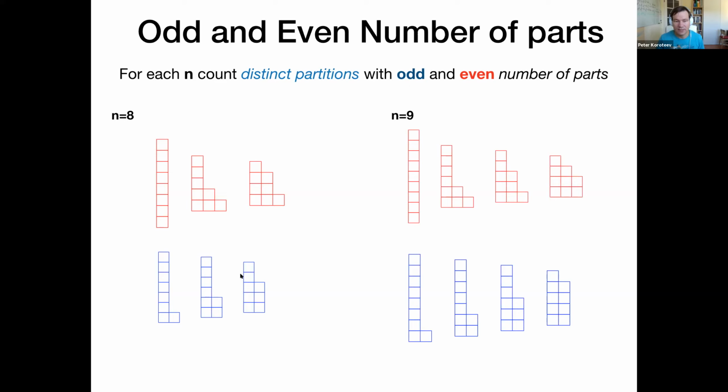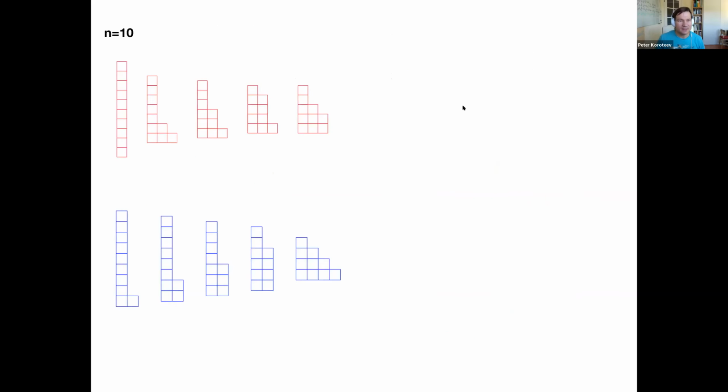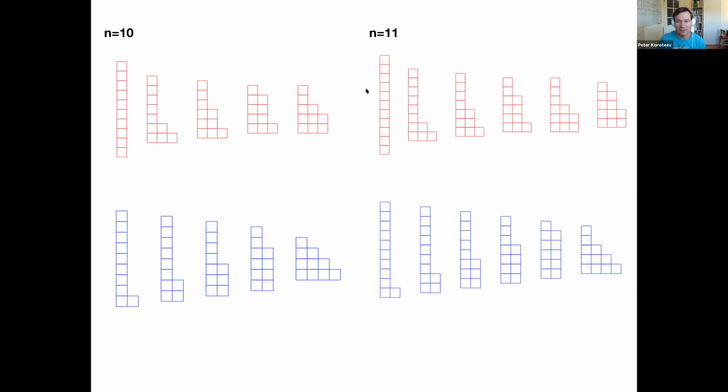So we have 3 in each type, right? So we have 4 of them for 9, 4 of them with even number of parts, and 4 of them with odd number of parts. I think I got my colors wrong, so odd should be painted in red, but I hope you got the idea. Okay, n equals 10. So we've got 5 and 5. N equals 11, we have 6 and 6.